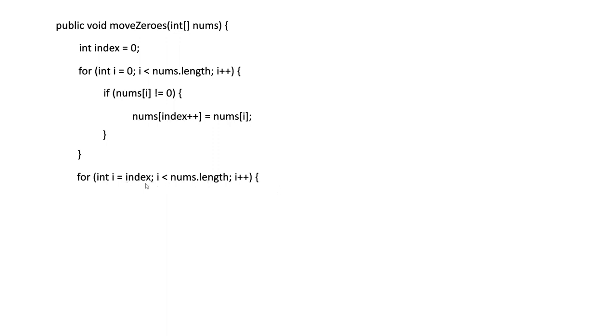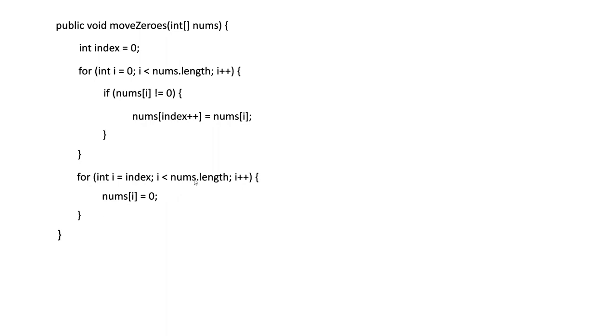We're going to start at the index, it's going to be less than nums length, and we're just going to assign the remainder of the numbers equal to 0. Because we've moved all the numbers to the beginning of the array, now we need to zero them out at the end so we don't have them in there twice. And that is pretty much it.